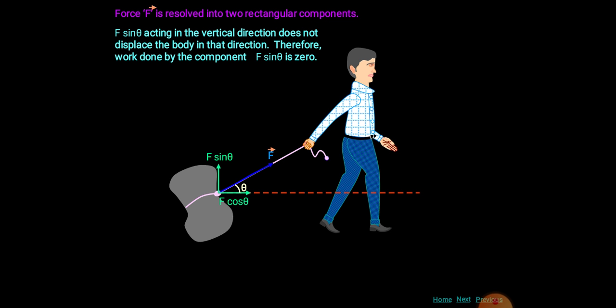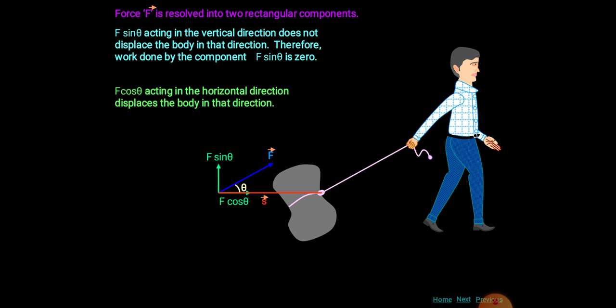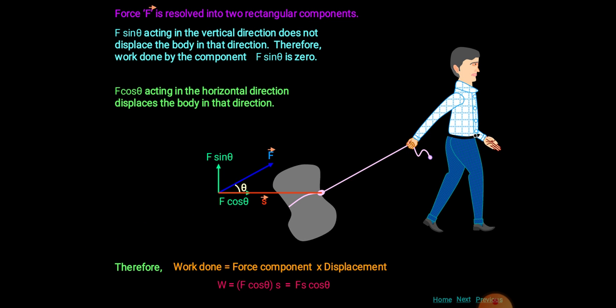If we see F sin theta, it acts in the vertical direction and does not displace the body in that direction. Therefore the work done by the component F sin theta is 0. But F cos theta acts in the horizontal direction and it displaces the body in that direction. Here you will observe the body is displacing in the horizontal direction, and our horizontal component is F cos theta. So we can write work done is equal to force component into displacement, and the force component here is F cos theta and displacement is S, so W = F S cos theta.